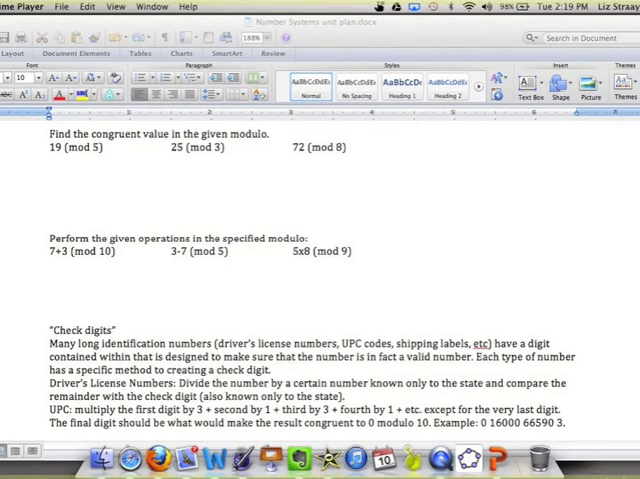Okay, so find the congruent value in the given modulo. Modulo is a fancy word for modular arithmetic. So what we're doing here is turning a 19 into a 5. So remember it says the remainder, that's the answer. So we're going to say 19 divided by 5. Well, the closest multiple of 5 is what? 15, with a remainder of, sorry, not 1, 4. 4.